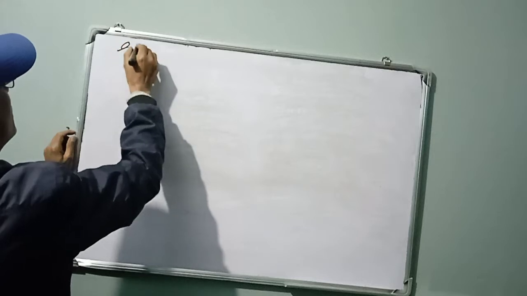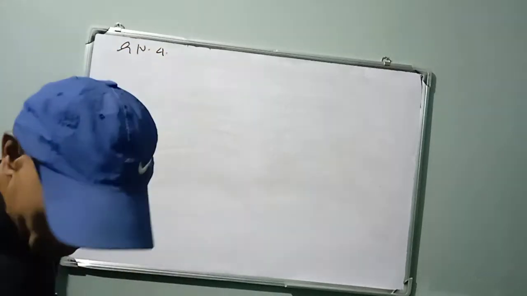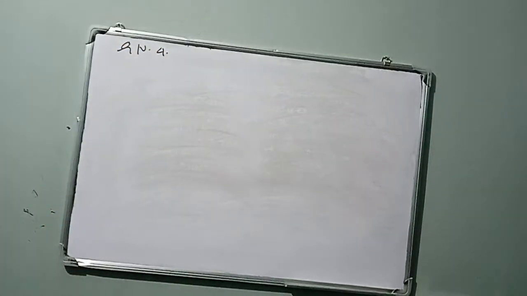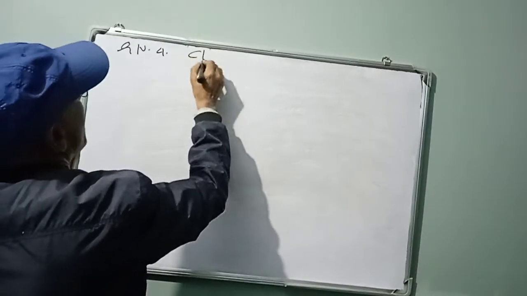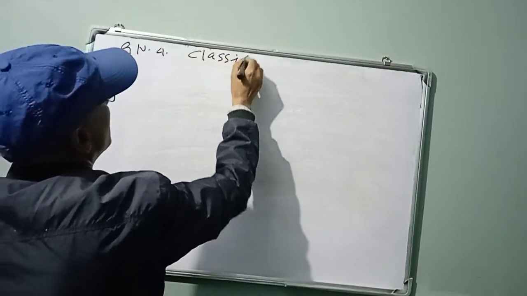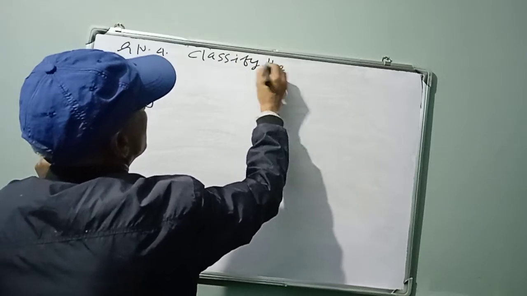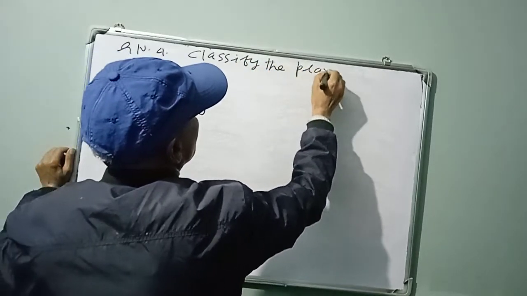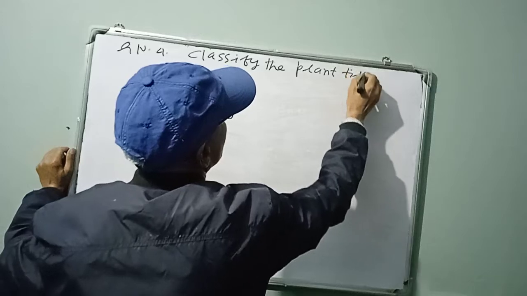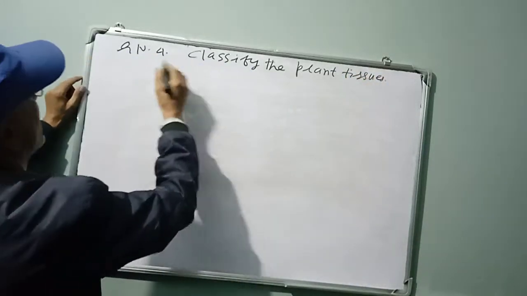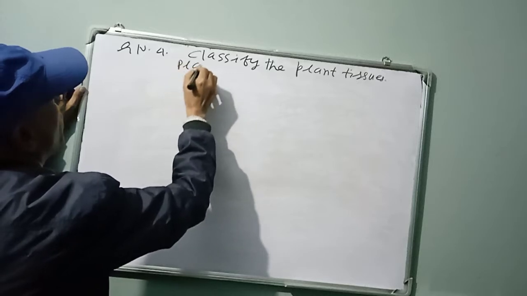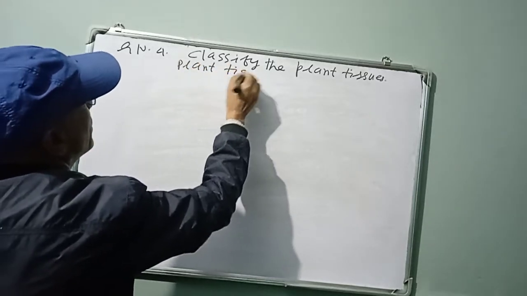Question number 3. Question number 4 is: classify the plant tissues completely. Okay, the answer is this: plant tissues.